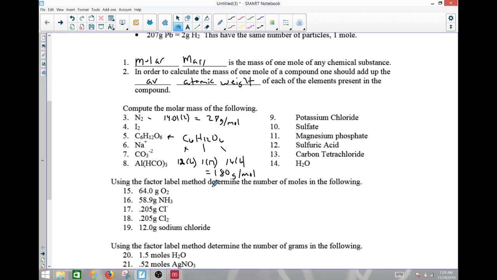If I have 180 grams per mole for glucose, how much glucose do you have? You don't have any glucose. If you had 1 mole, it would weigh 180 grams. If you had half a mole, it would weigh 90 grams.